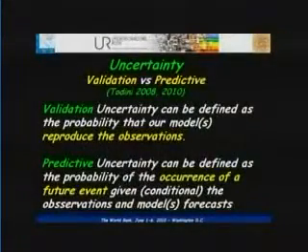But there is another issue that is more important in my opinion, which is the difference between validation and predictive uncertainty. This is not commonly given, but validation uncertainty is somehow related to the ability of our models to reproduce the observations. That includes uncertainty in data, uncertainty in boundary conditions, in parameters. But there is another uncertainty, which is predictive uncertainty, and this is the probability of the occurrence of a real future event given the information we have at the moment and given the forecast of our models.